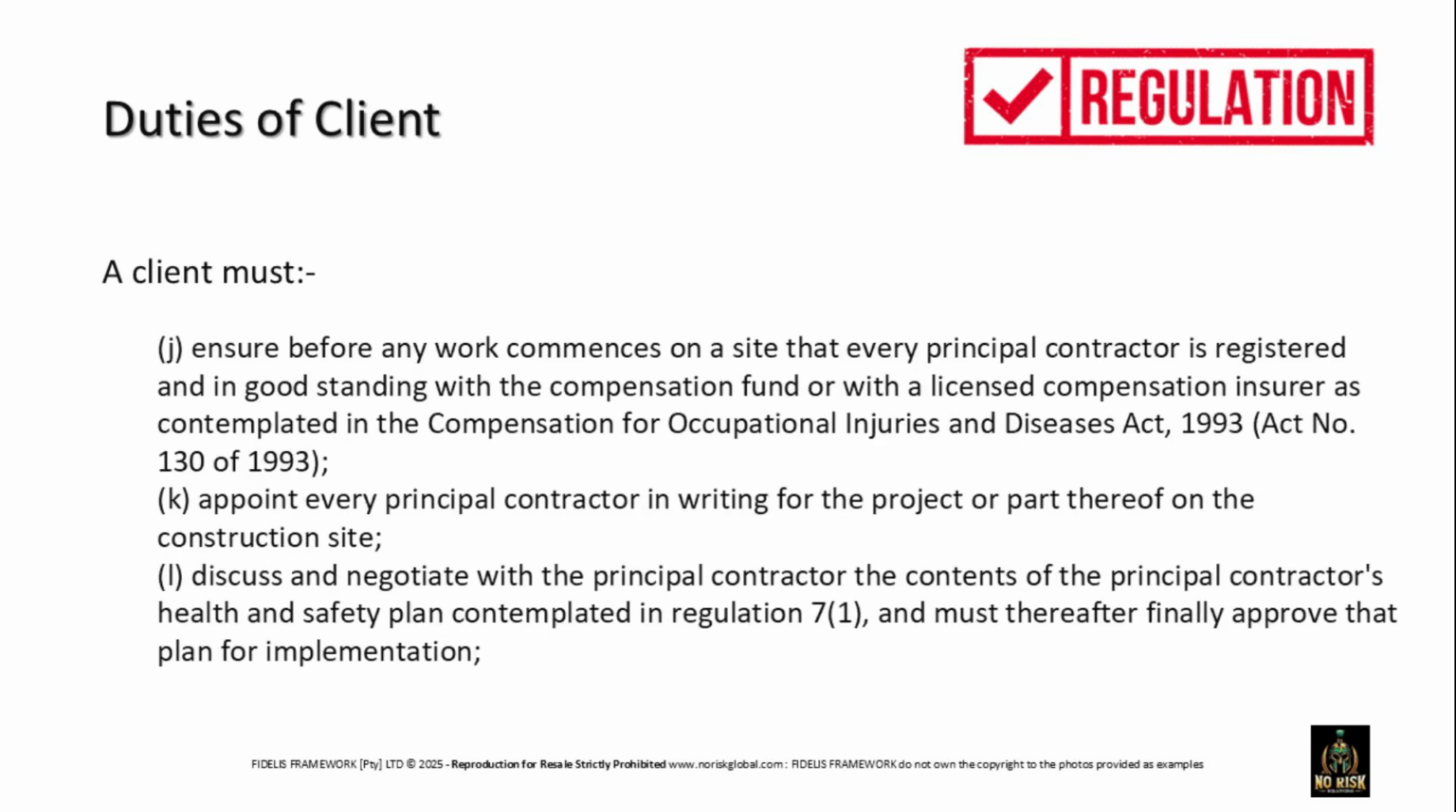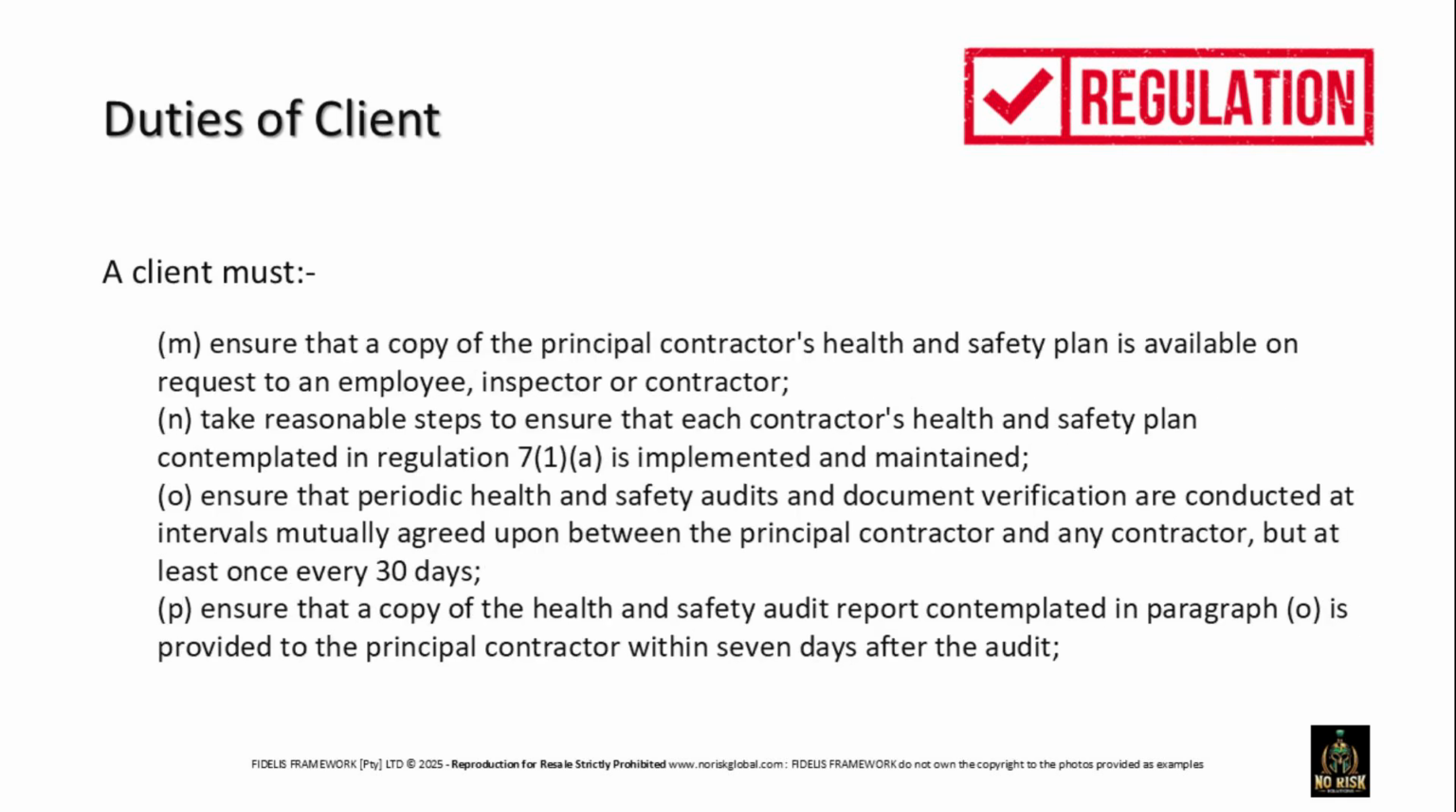Before work commences, clients must ensure every principal contractor is registered with a licensed compensation insurer. They should also discuss and negotiate the contractor's health and safety plan, ensuring it is approved for implementation. Clients must ensure the principal contractor's health and safety plan is available upon request. They should take steps to ensure audits and document verifications are conducted regularly and audit reports are provided promptly.